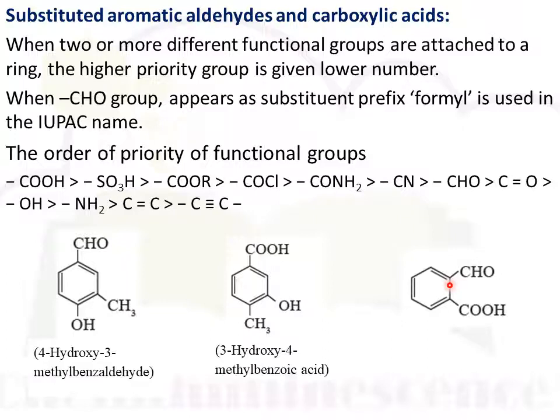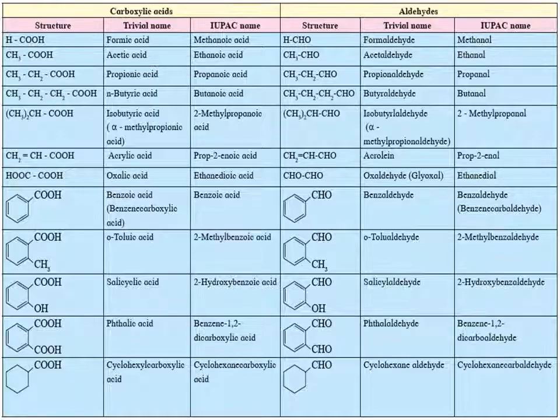We also studied that when aldehyde has the lowest priority, or if it is appearing as a substituent, then use the prefix formyl for this group. Hence, the name of this compound is 2-formyl benzoic acid. In this way, we can decide the name of substituted aromatic aldehydes and carboxylic acids in the IUPAC nomenclature system. Let's see a few more examples from this point.